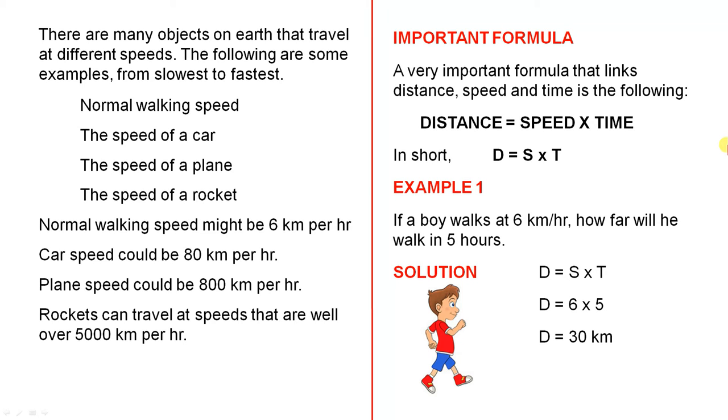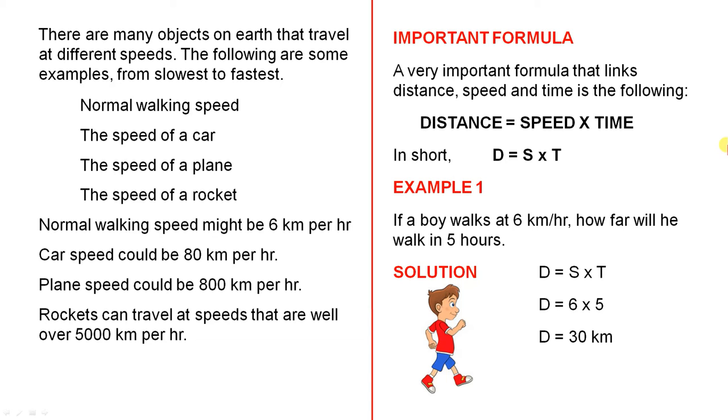Normal walking speed might be 6 kilometers per hour. Car speed could be 80 kilometers per hour. Plane speed could be 800 kilometers per hour. Rockets can travel at speeds that are well over 5,000 kilometers per hour.